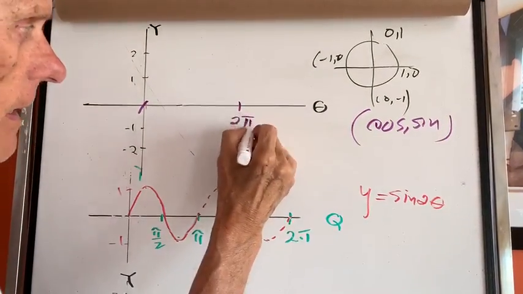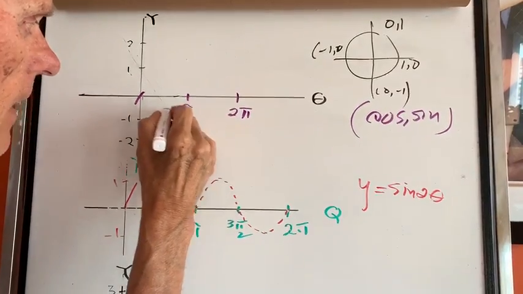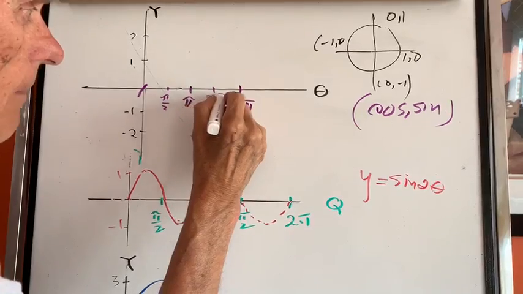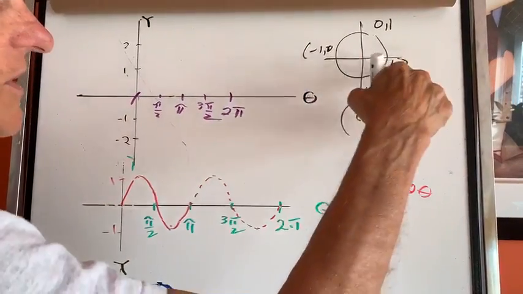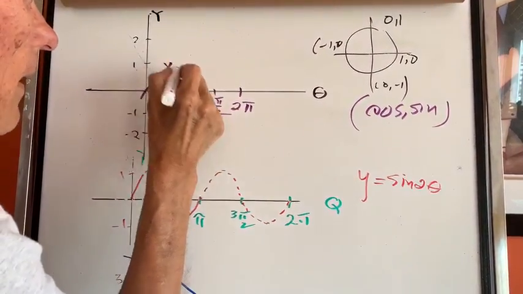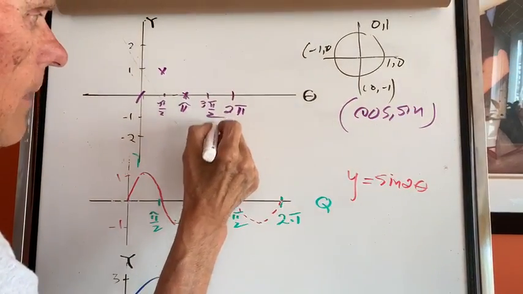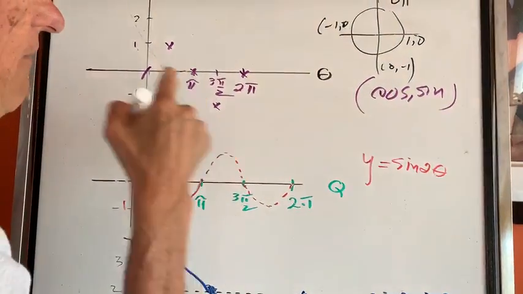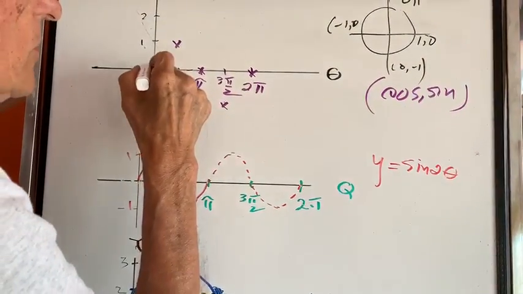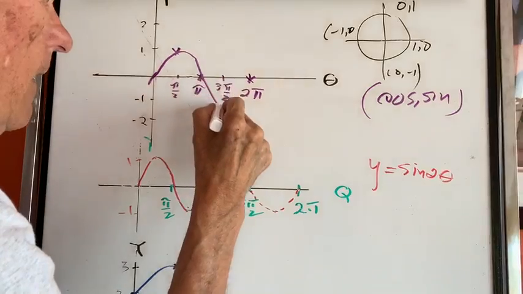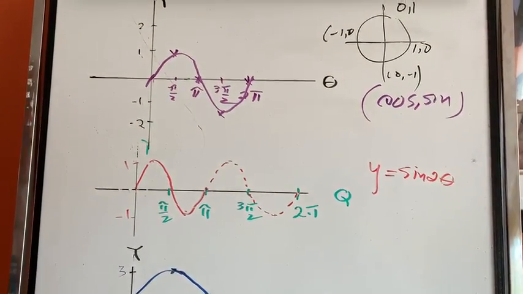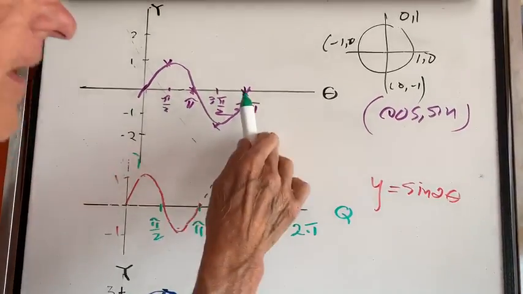That's 360. Half of that is pi, and then half of that is pi by 2, and 3 pi by 2. So we start at 0, then we go to 1, we go to 0, we go to -1, and we go to 0. Now we have the sine wave from 0 to 2 pi. It goes like this. Okay? There's your sine wave from 0 to 2 pi. Now 2 pi covers the whole thing.